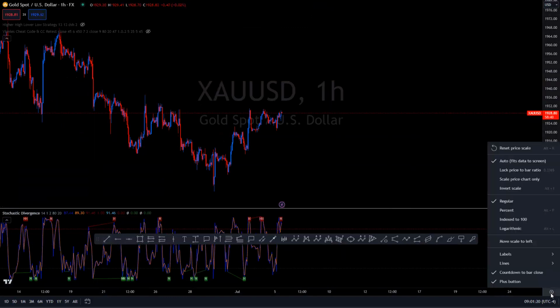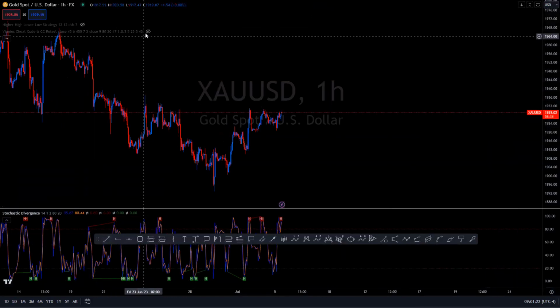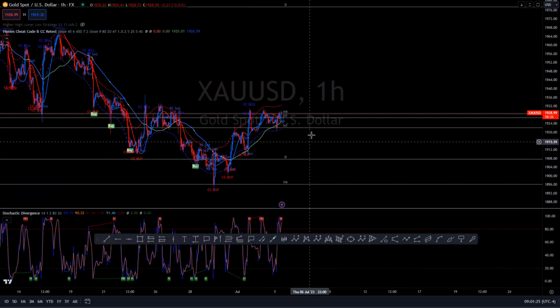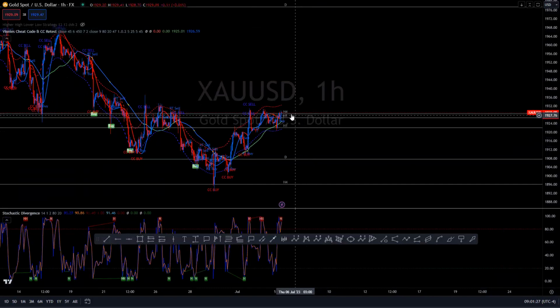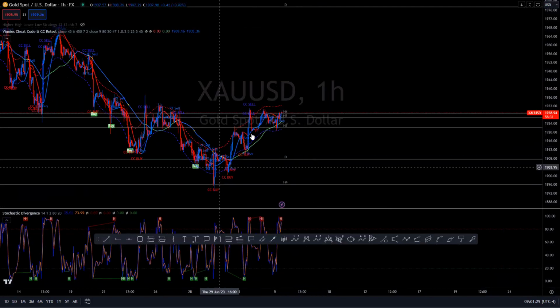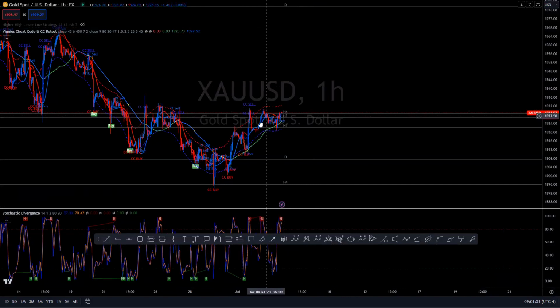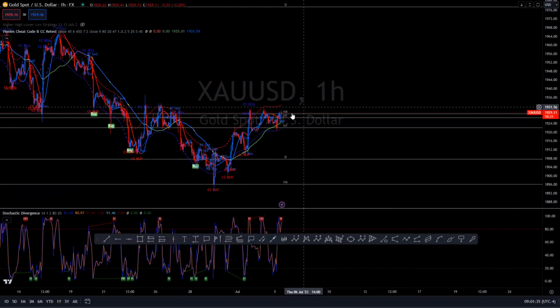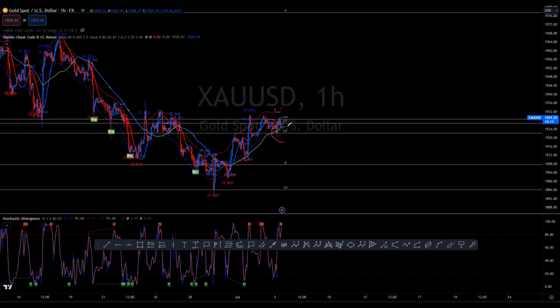The first thing we're going to do is turn on the cheat code indicator and see what price is at on the 1 hour. We can see that price is trending upwards. Price is wiping out previous highs, looks like at this point. But we wouldn't trade this because we don't have a buy or sell signal outside of the band.